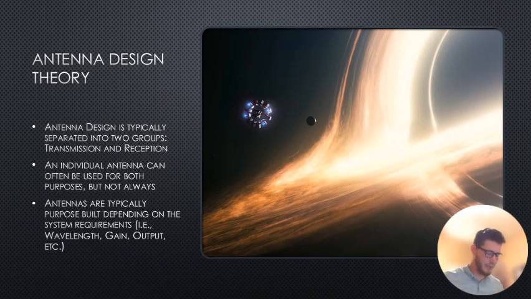The first topic for my background research was antenna design theory. Antennas are the interface between the invisible wave frequency spectrum and our technology, and they're critical links in the satellite communication system. Antenna design is typically separated into two categories: transmission and reception. An individual antenna can be used for both purposes, but this is not always the case. Antennas are typically purpose-built depending on the system requirements, i.e. wavelength, gain, output, or other measurable quantities.